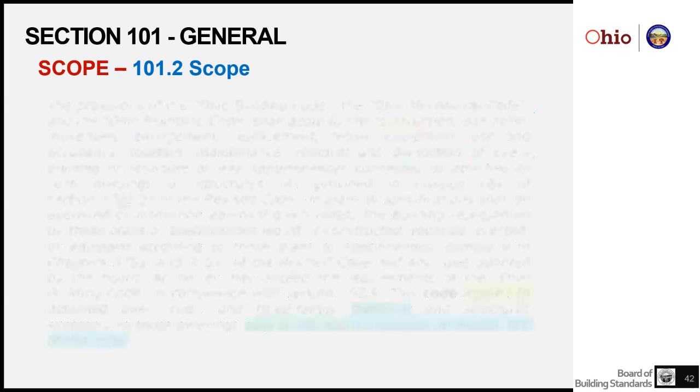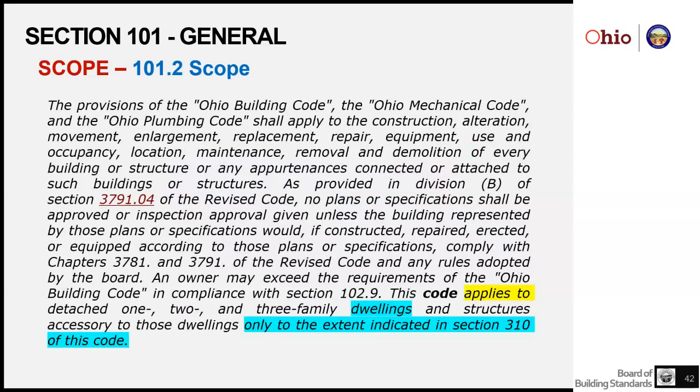It goes on to talk about how the code also applies to detached 1, 2, and 3 family dwellings and their accessory structures, but it limits the application of the Ohio Building Code to the extent indicated in section 310 of this code. So chapter 3 is about group classification and occupancy. It's about how that dwelling is used. So it may look like a 1, 2, or 3 family dwelling, but it's being used in a more commercial way. And so section 310 brings it into the OBC.